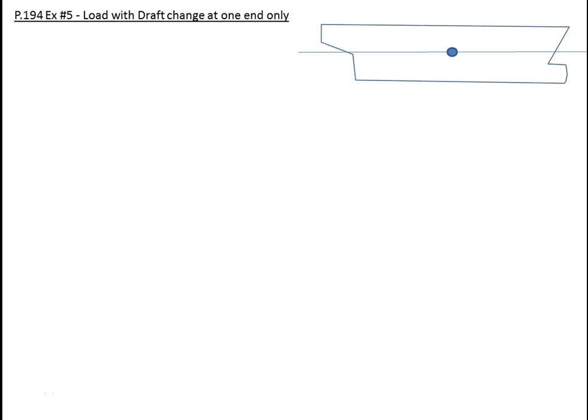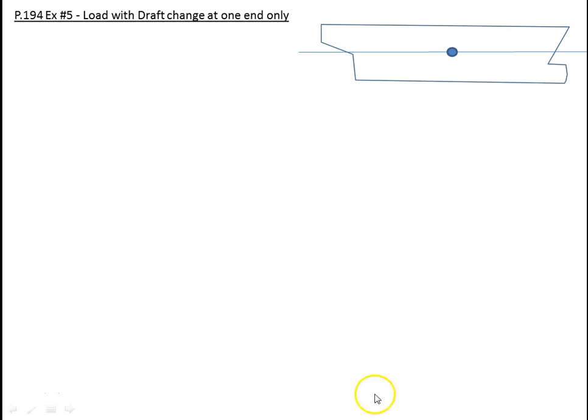So in this problem, and by the way, this comes directly out of your book on page 194. It's example number 5. We're going to load a vessel, but the thing is that as we load the vessel, we only want the trim to change. We want there to be a trim change, but we want the draft to change only at one end.